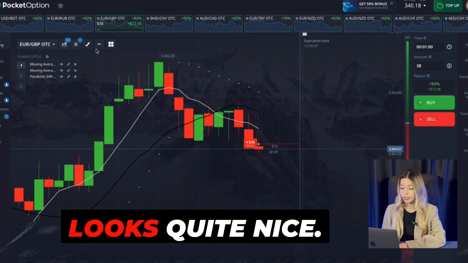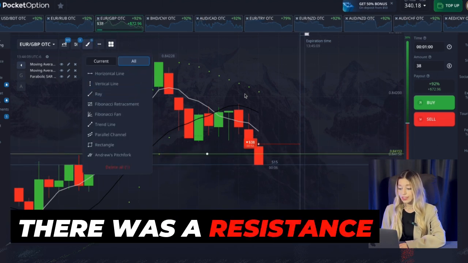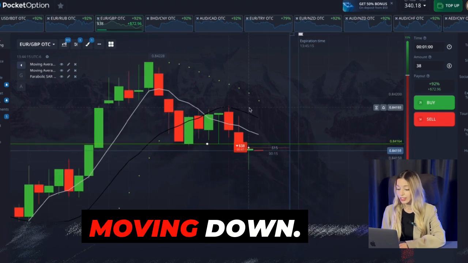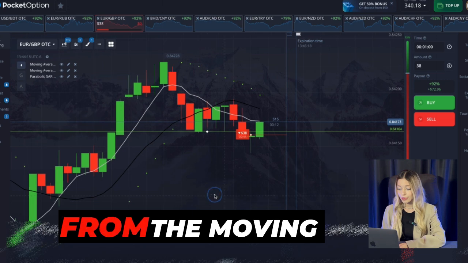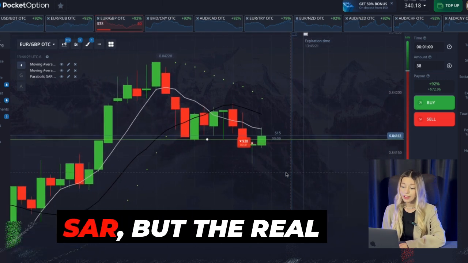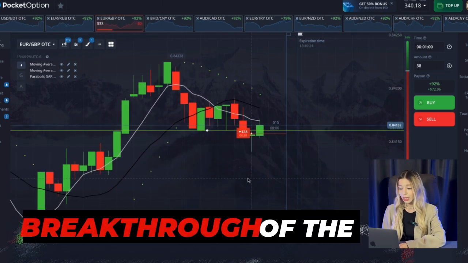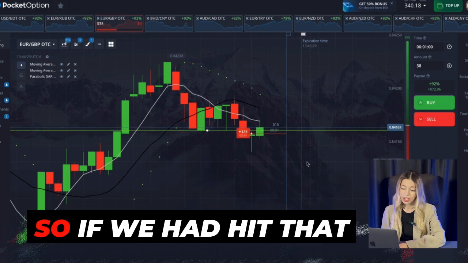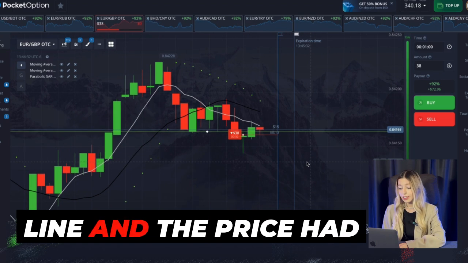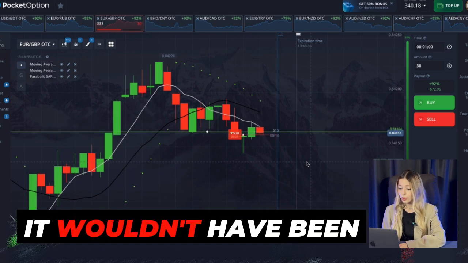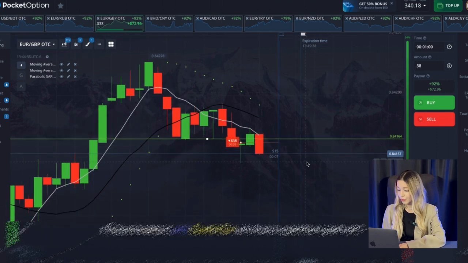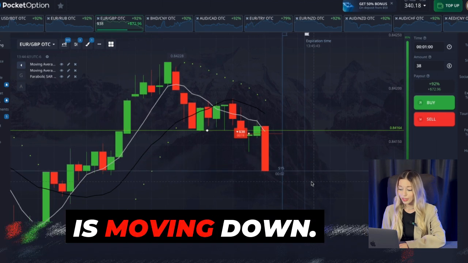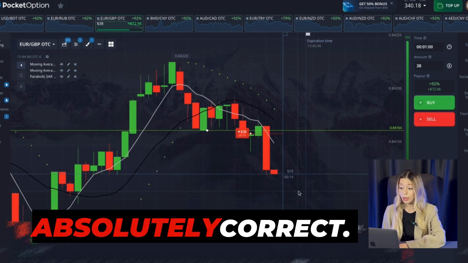The situation here looks quite nice. There was a resistance line that we broke through, and since we have broken through, the price should continue moving down. We also have a traditional signal from the moving averages confirmed by the SAR, but the real signal here is the breakthrough of the line, which tells us the trade will be successful. So if we had hit that line and the price had gone up, it wouldn't have been pleasant for us, guys. Even with a slight pullback, look at how confidently the price is moving down. This means the analysis was absolutely correct.